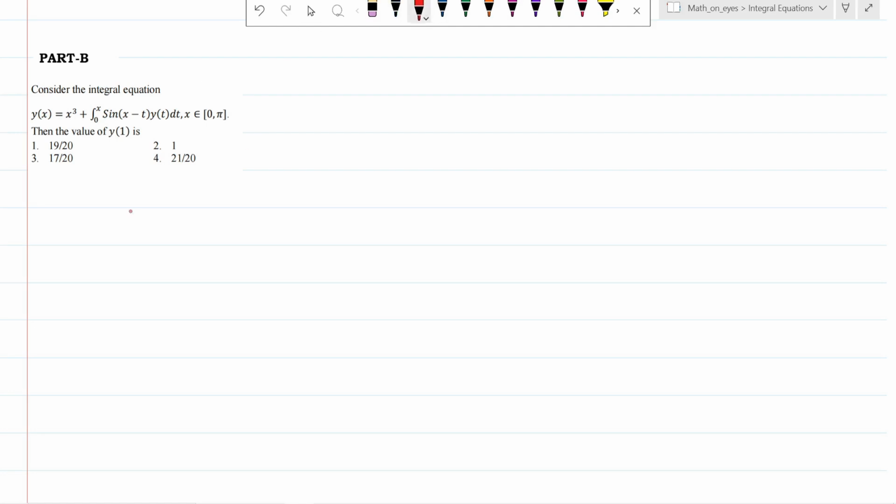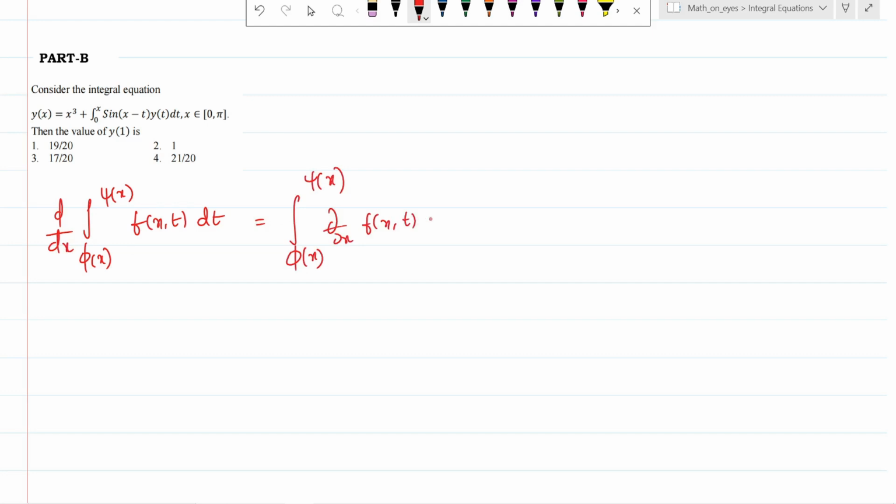Okay, what is the formula for the Leibniz rule? The integral with lower limit phi of x and upper limit psi of x of f of x comma t dt. Now we need to take the derivative of this integral, which is equal to the integral from phi of x to psi of x of dou by dou x of f of x comma t dt, plus the derivative with respect to x of the upper limit into f of x comma psi of x, minus the derivative of the lower limit with respect to x into f of x comma phi of x. So this is the formula.